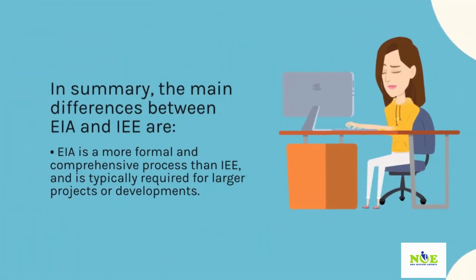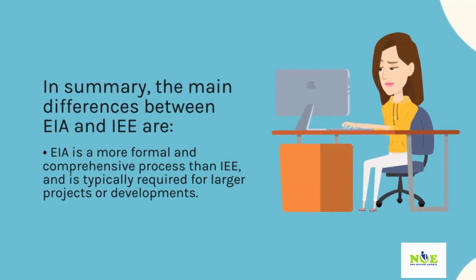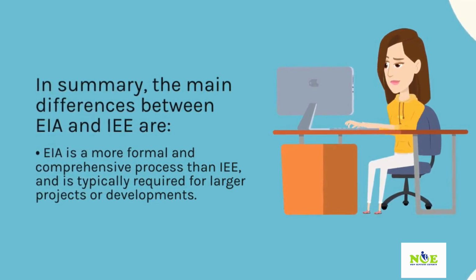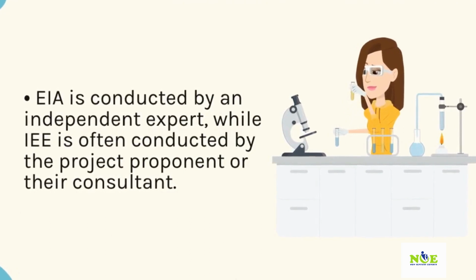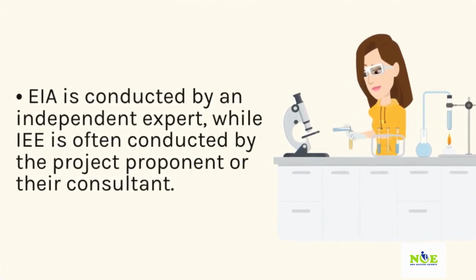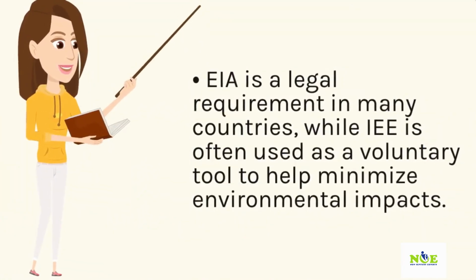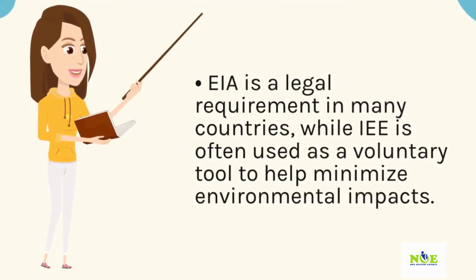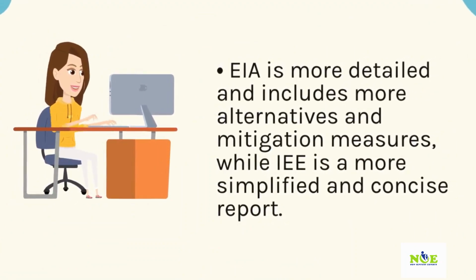In summary, the main differences between EIA and IEE are: EIA is a more formal and comprehensive process than IEE and is typically required for larger projects or developments. EIA is conducted by an independent expert, while IEE is often conducted by the project proponent or their consultant. EIA is a legal requirement in many countries, while IEE is often used as a voluntary tool to help minimize environmental impacts. EIA is more detailed and includes more alternatives and mitigation measures, while IEE is a more simplified and concise report.